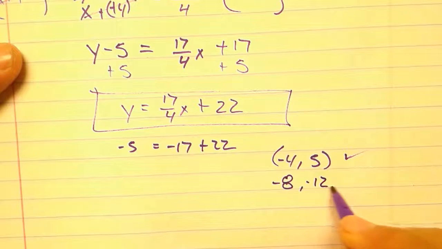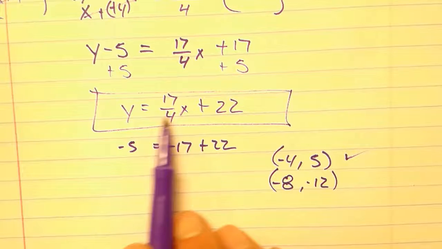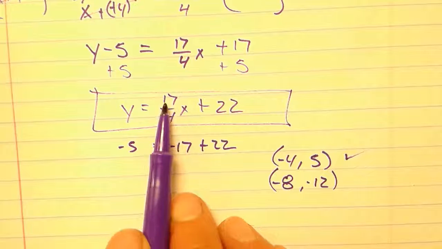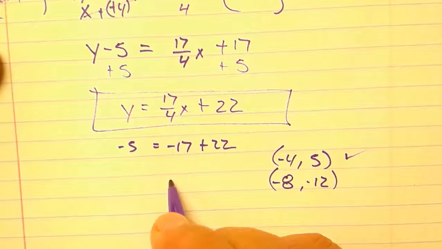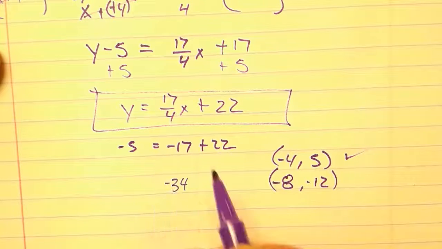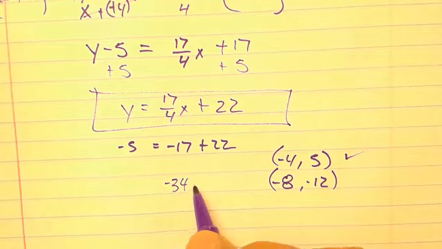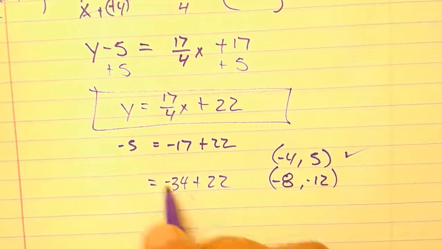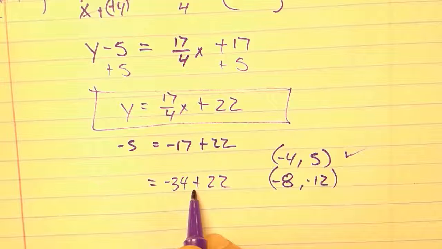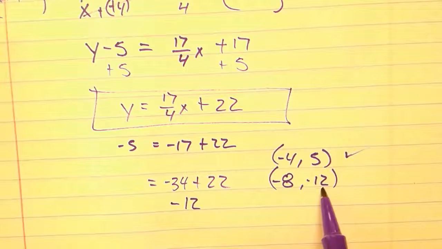Secondly, -8, -12. Well, -8 times 17/4 will be -34. And I did the math in my head for that one. You can verify that using a calculator. Plus 22. Well, -34 plus 22 is -12. And that is that value of the y. So on this side, I got the y.